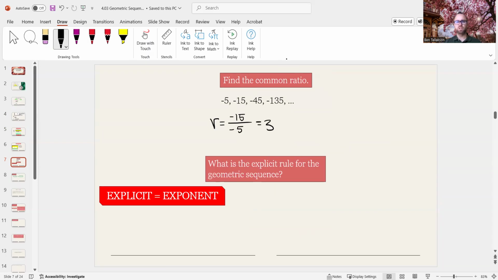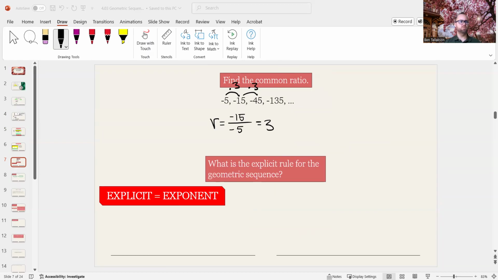And you can always check this too, right? Ask yourself, is -5 times 3 -15? Is -15 times 3 -45? And so on. Okay, so we have the common ratio, and that is all we need for the explicit rule.